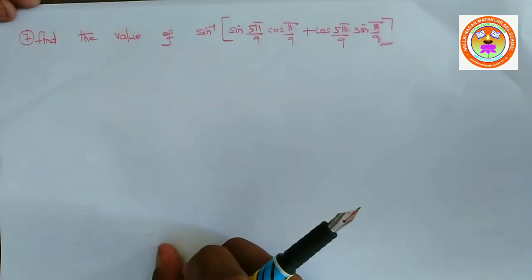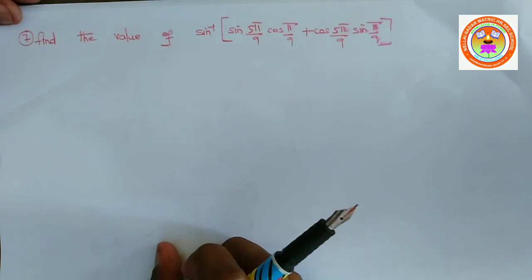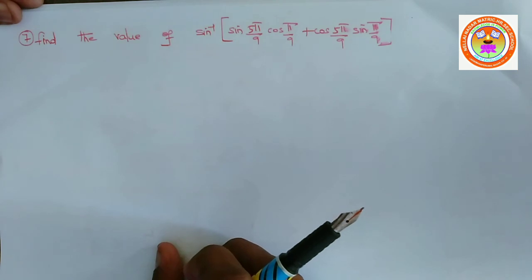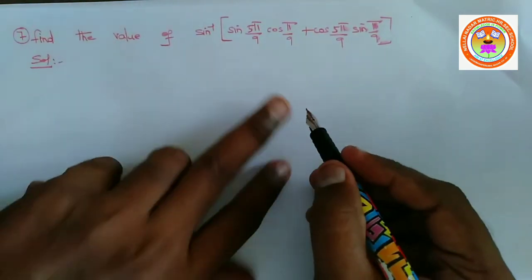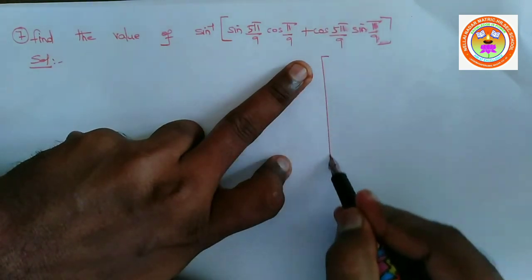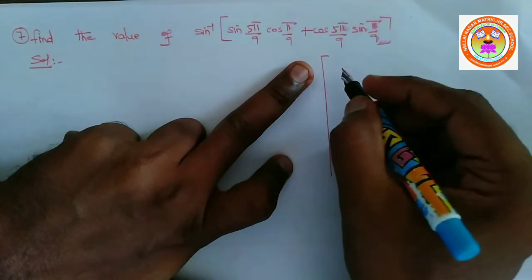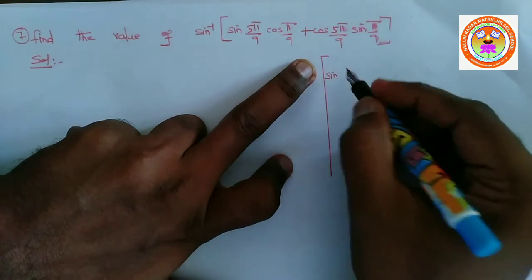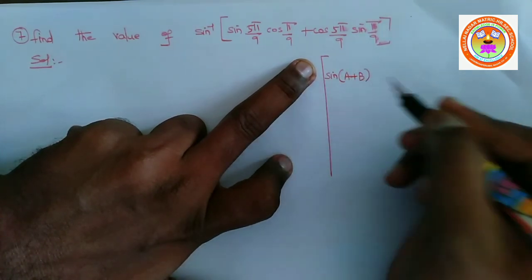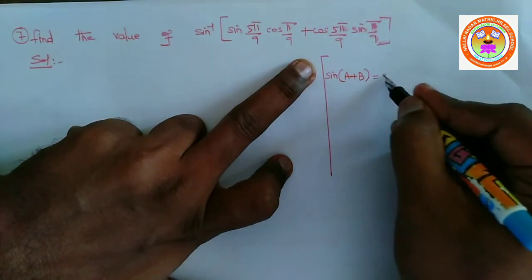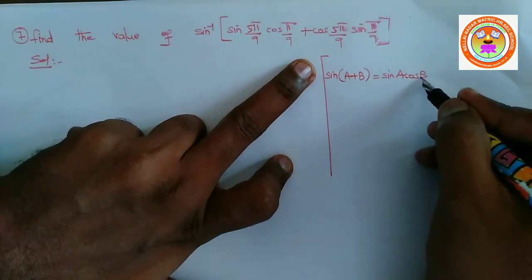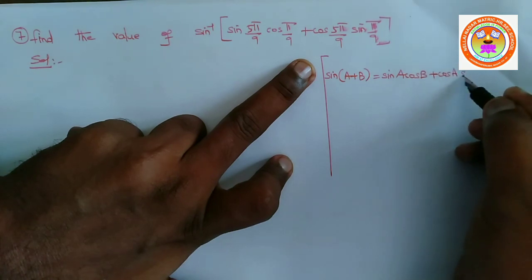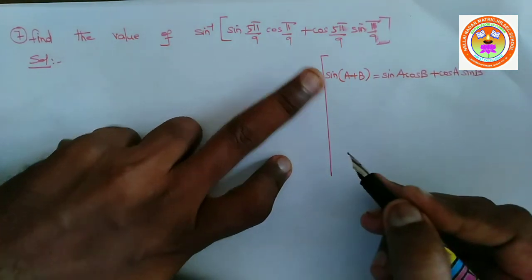Seventh sum. Find the value of sin inverse of (sin 5 pi by 9 cos pi by 9 plus cos 5 pi by 9 sin pi by 9). Solution. For this we need to apply a formula. The first formula is sin(a + b), which you have studied in 11th standard, equal to sin a cos b plus cos a sin b.